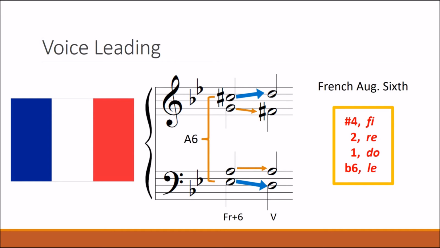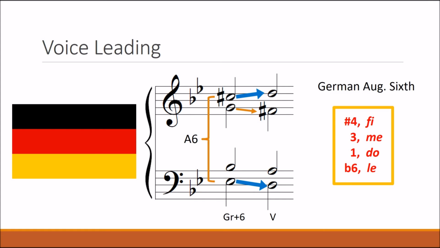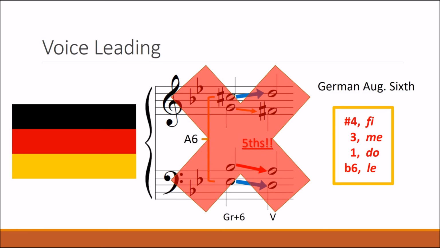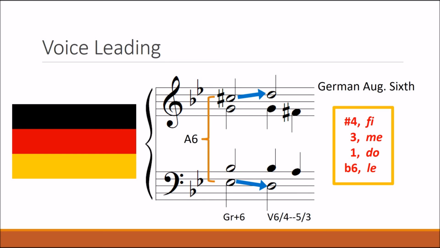Now let's look at the German augmented 6 and see how it resolves. Oh no! We moved our inner voices to the closest possible option, and we created parallel fifths. Let's see if there's another dominant chord that we can move to that doesn't cause any problems. Now that's much better. With a cadential 6/4, we get 2 common tones in the inner voices instead of those parallel fifths. This is why the German augmented 6 typically resolves to a cadential 6/4 first before moving to the 5.